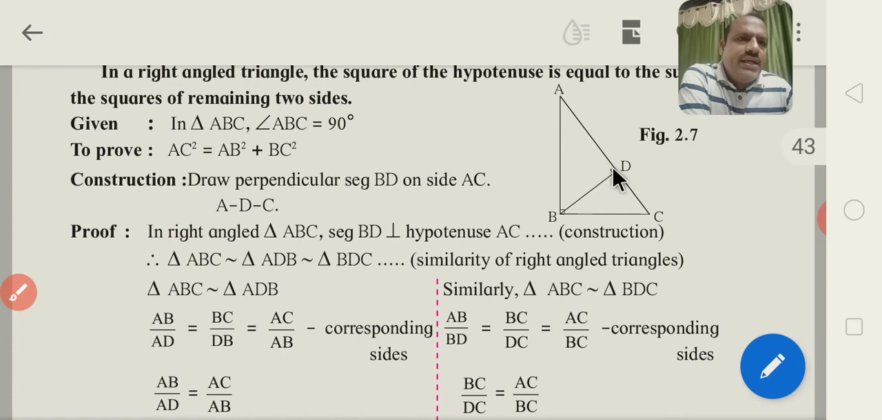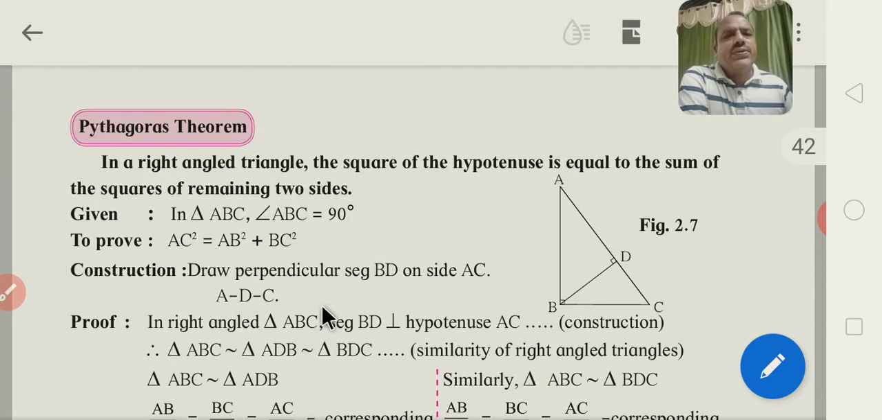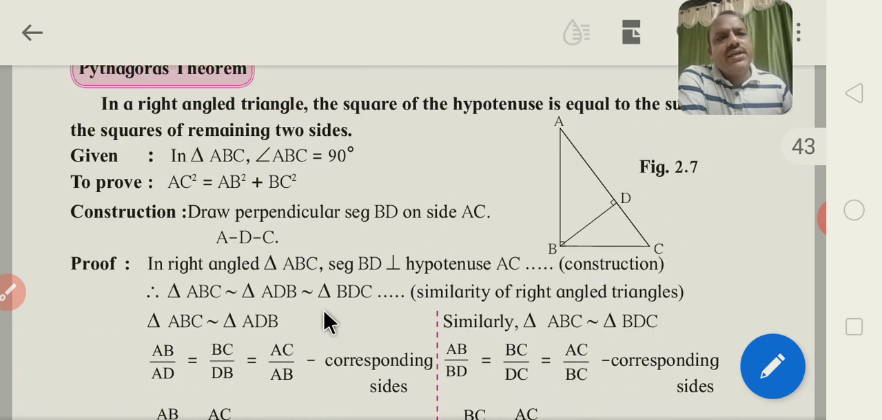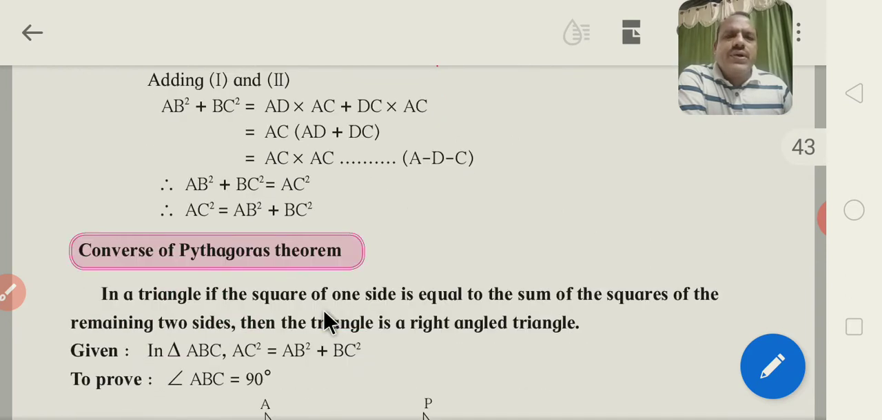Listen here, AD plus DC means what actually? Total AC, means AC is equal to AD plus DC, and hence AC into AC is equal to AC square. Next step, AB square plus BC square is equal to AC square. AC square is equal to AB square plus BC square, and it is known as the Pythagoras theorem. This theorem is very important in our exam. It will be asked in our exam.